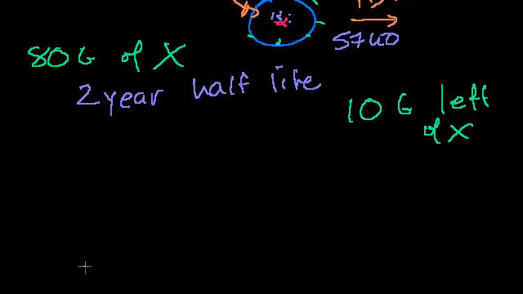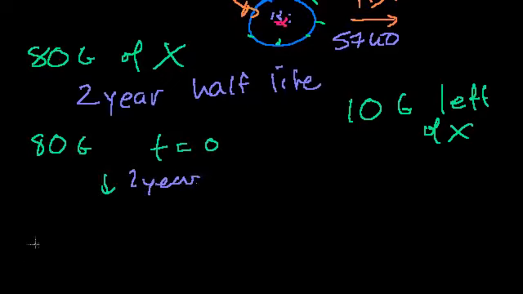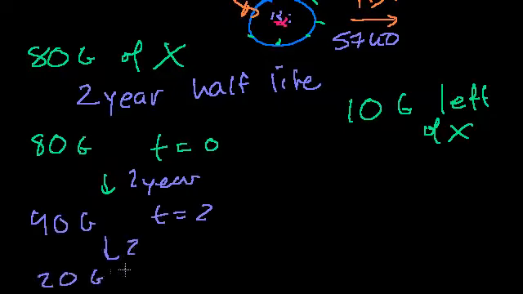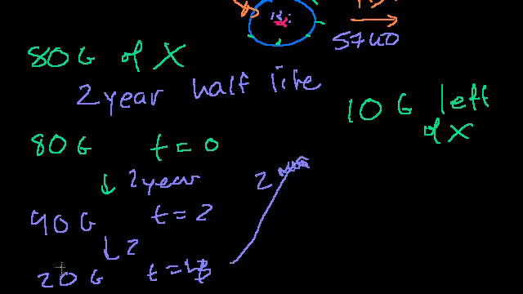X is decaying the whole time, so how much time has passed? Well, let's think about it. We're starting at time 0 with 80 grams. After 2 years, how much are we going to have left? We're going to have 40 grams. So that's t equals 2. Then after 2 more years, we're going to have 20 grams. This is t equals 4 years. And then after 2 more years, I'll only have half of that left again. So now I'm only going to have 10 grams left. And that's where I am. And this is t equals 6.